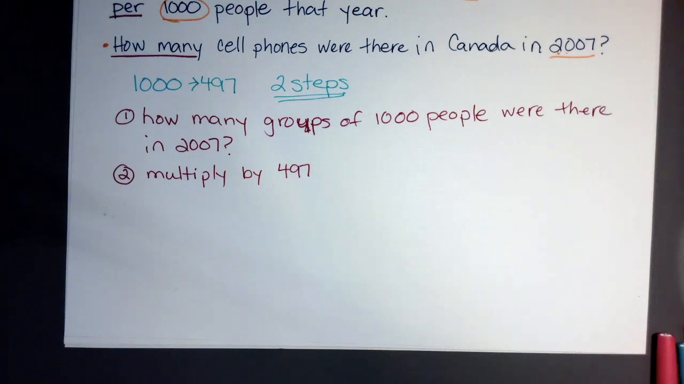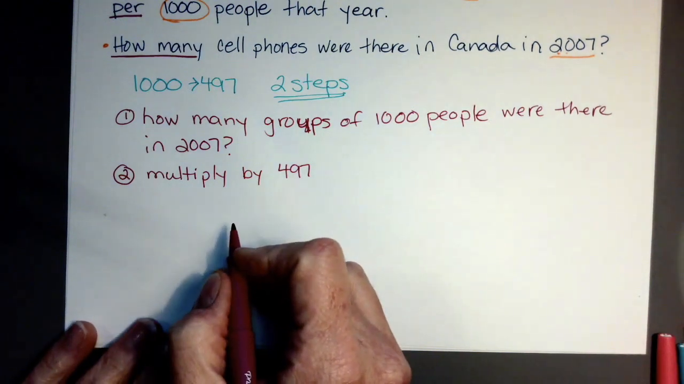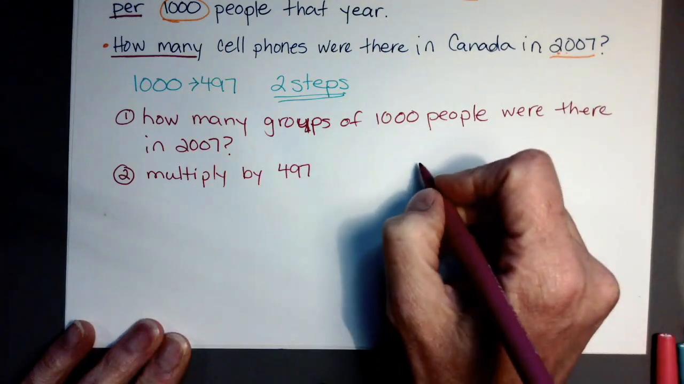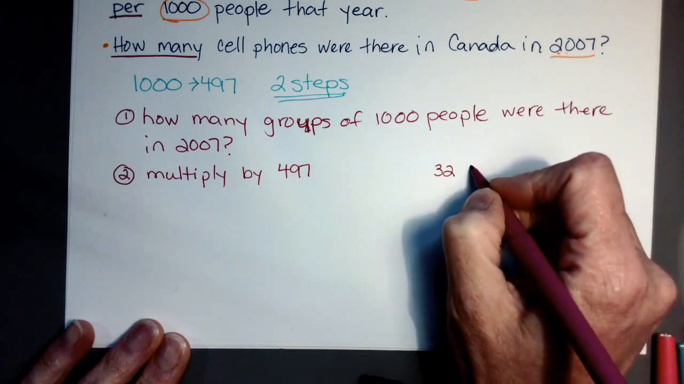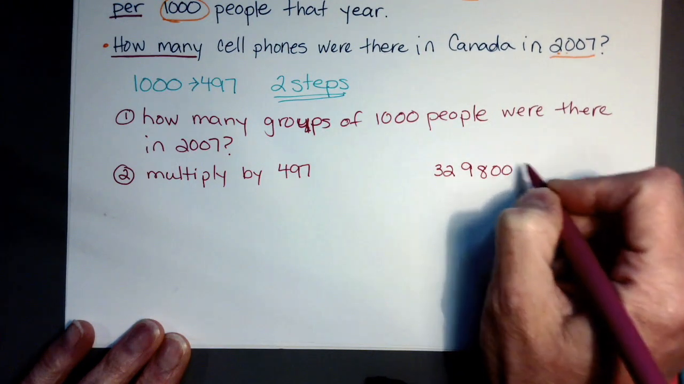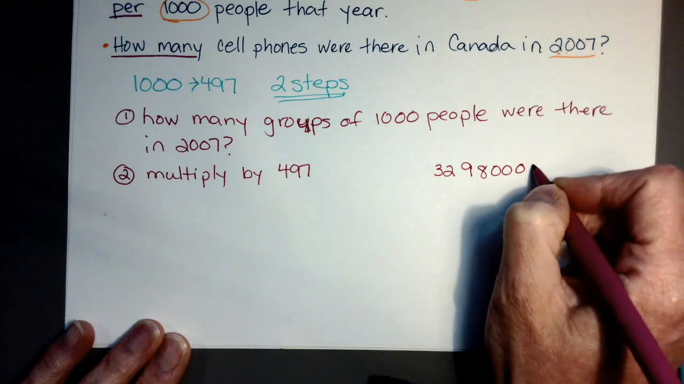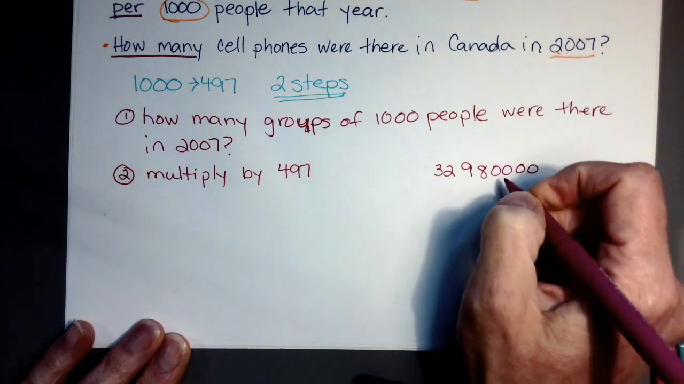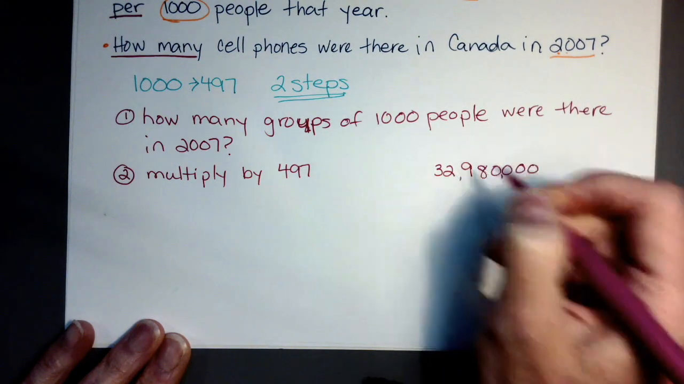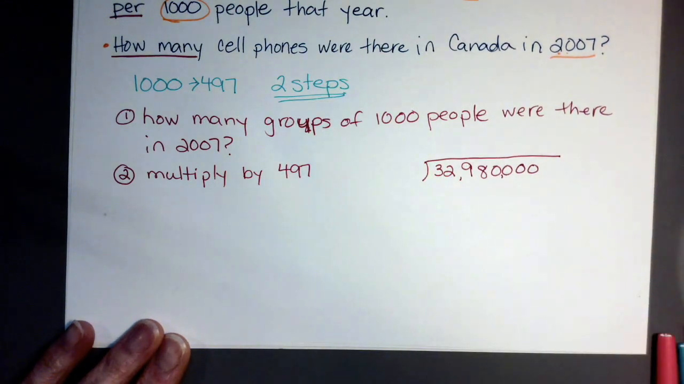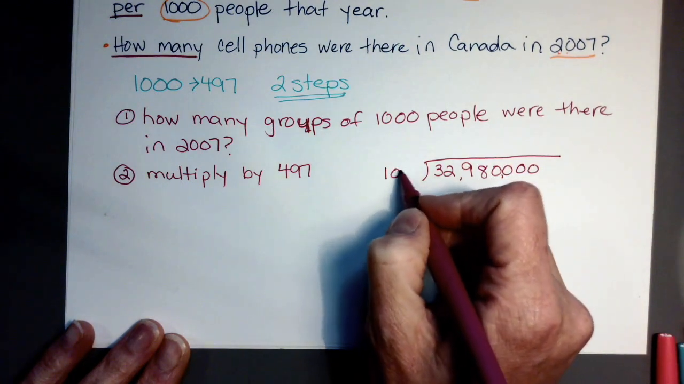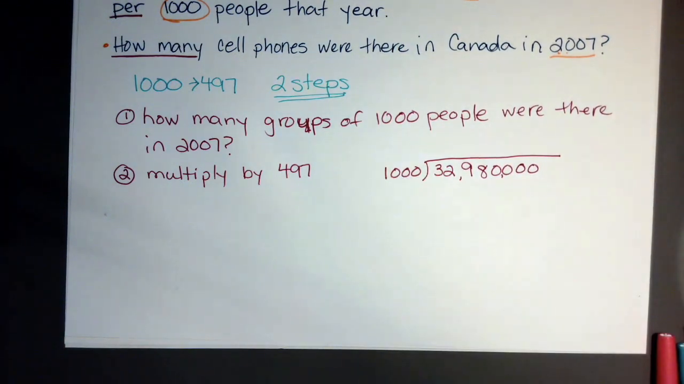So what I need to do is to figure out what is the answer to 32,980,000. Well, I should have left a space, so why don't I put a comma just to be on the safe side? Because I don't want to get mixed up between my hundreds, thousands, and millions. And then I'm going to divide by 1,000. So you may look at that and go, okay, cool. I don't know how to do that, right?